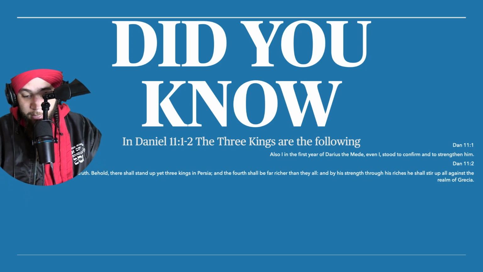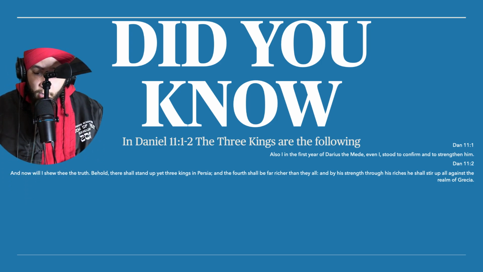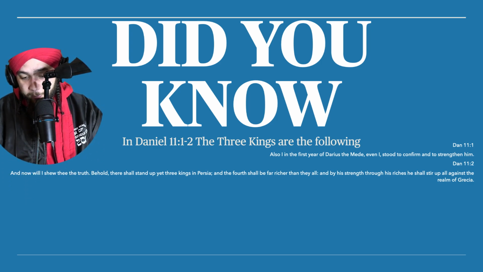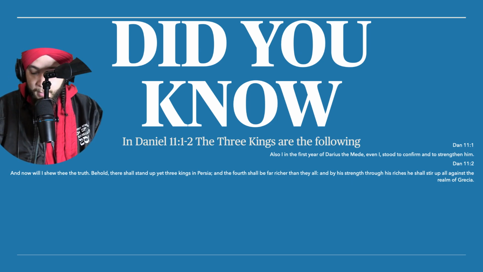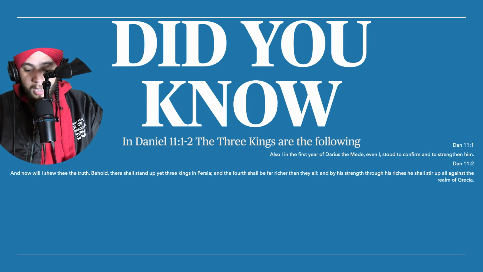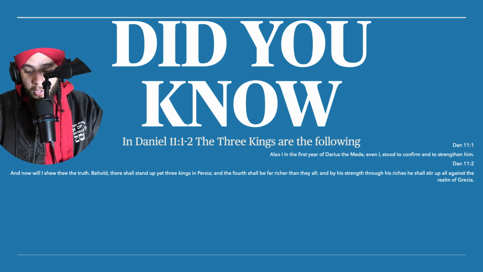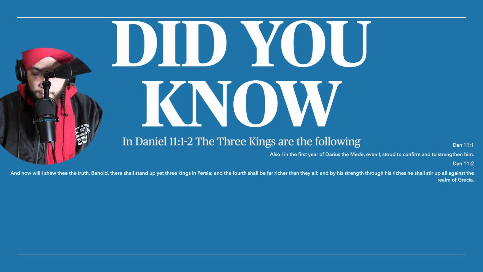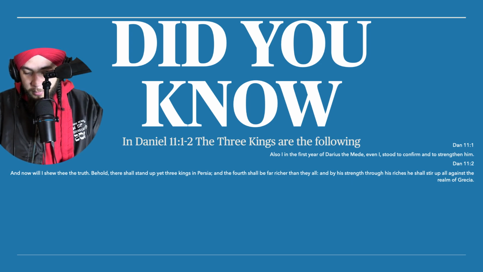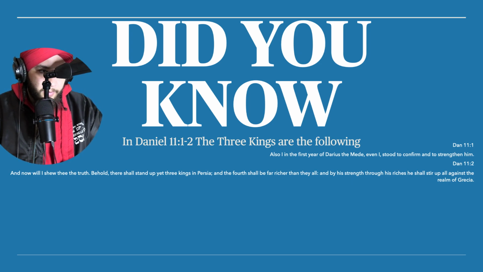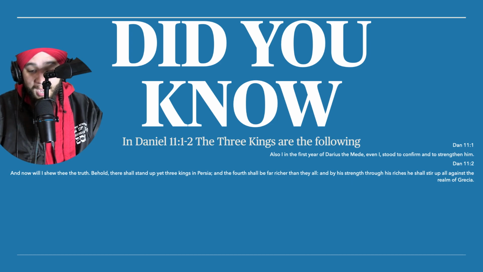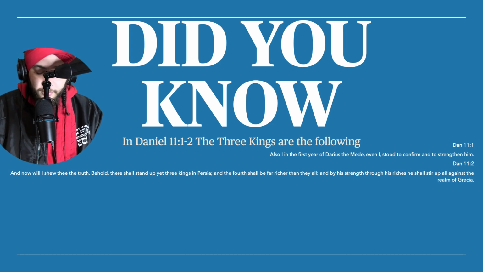Now, did you know, this is a little sidebar I wanted to implement in the class, in the video. Did you know in Daniel 11:1 and 2, the three kings are the following? And so in Daniel 11:1, also I, in the first year of Darius the Mede, this is not Darius the Great. This, like I said, Darius was more of a throne name, like a title. So sometimes it's kind of confusing who's who. I'm trying to shed a little light on that.